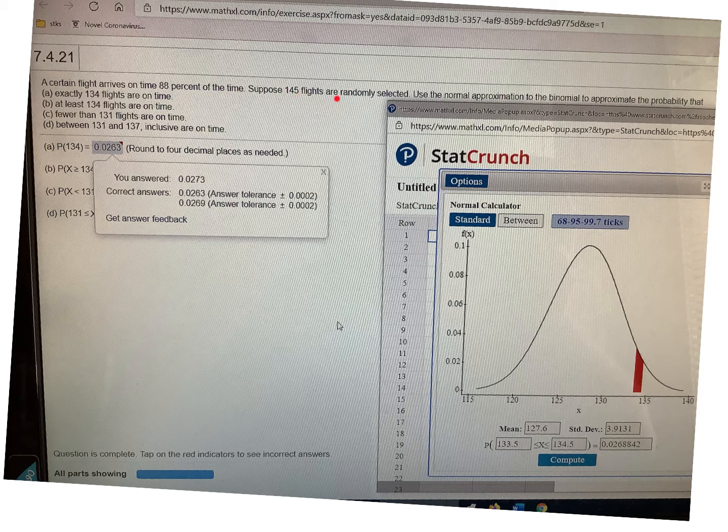A certain flight arrives on time 88% of the time. Suppose 145 flights are randomly selected. Use the normal approximation. So I'm going to go into StatCrunch, Stat, Calculators, and choose Normal calculator. So we want to calculate these.